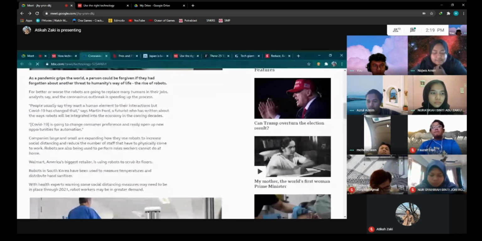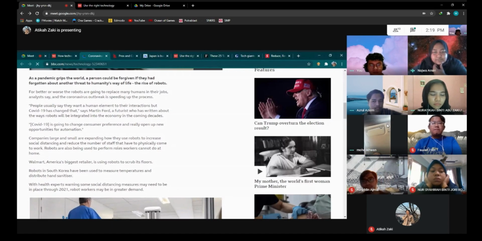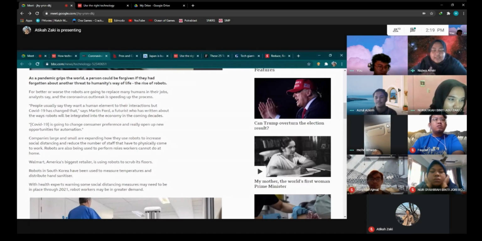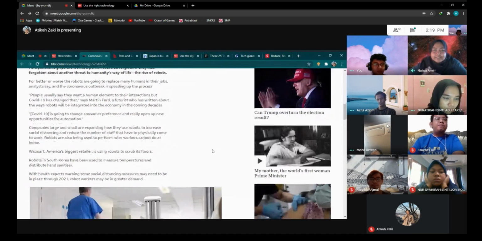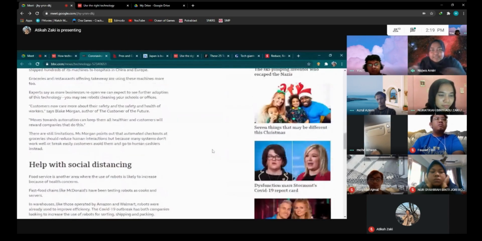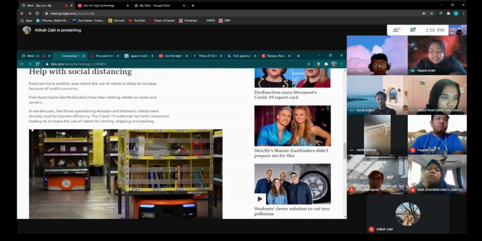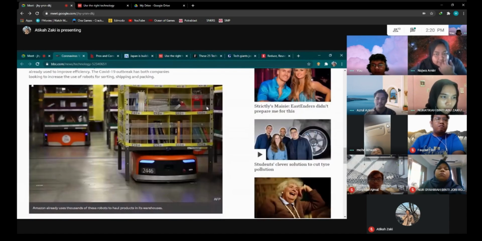Other than that, it also helps with cleaning and sanitizing, because during this pandemic we have to keep every place clean and sanitize every single thing. It also helps in practicing social distancing. As we can see at McDonald's, they have a board so that we don't have to have face-to-face contact with the workers. So it increases social distancing. So I think that's all from my article. Thank you.